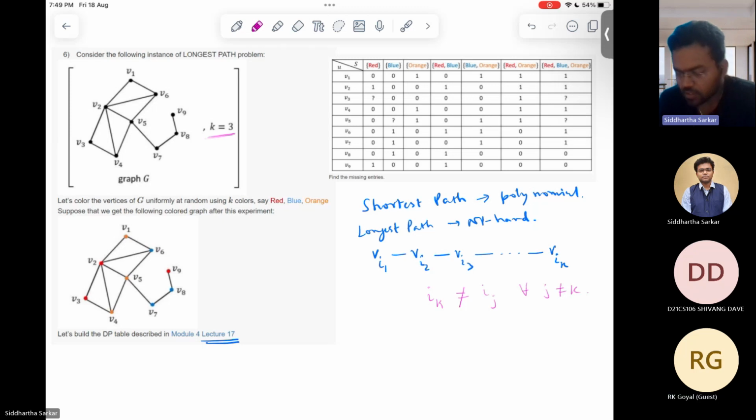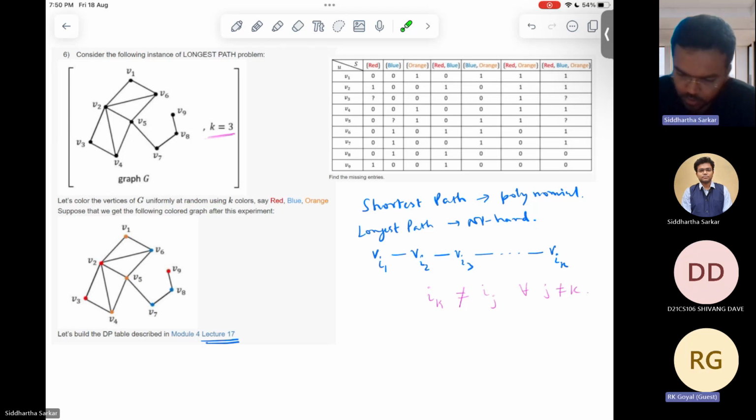They color the vertices of the graph uniformly at random using K colors. So for every vertex, they make a random decision to give one of the K colors to this vertex. In this case, there are 3 colors, let us say red, blue, and orange. Each of the vertices has received one of the colors, red, blue, or orange, and this has been done uniformly at random. So now we form this DP table.